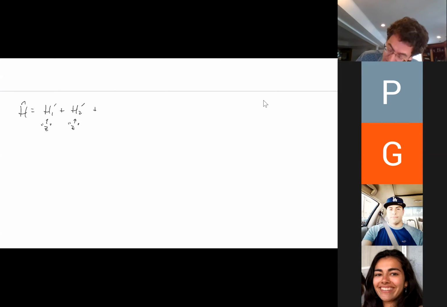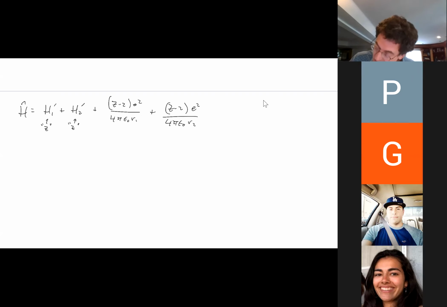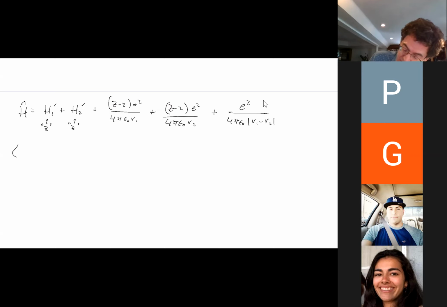plus I have my (Z minus 2) e squared over 4 pi epsilon naught r1, plus my (Z minus 2) e squared over 4 pi epsilon naught r2, plus now I have my interaction term, which is positive, plus e squared over 4 pi epsilon naught |r1 minus r2|. And so now when I calculate the expectation value of H, I just have to calculate the expectation of all these terms.